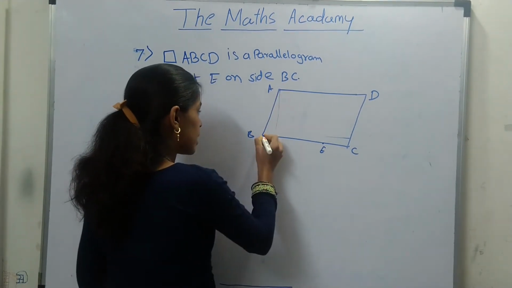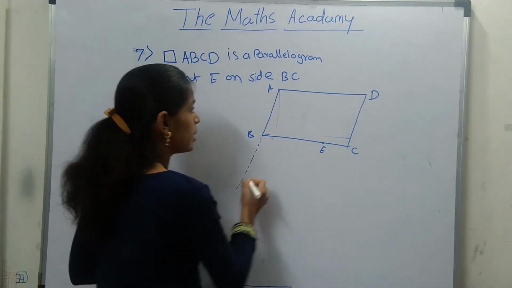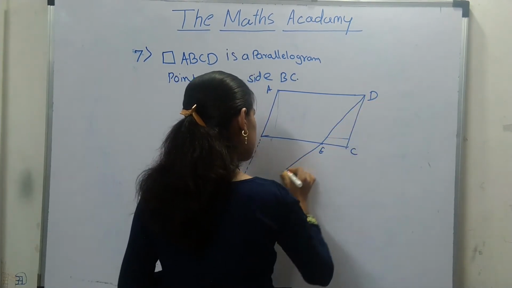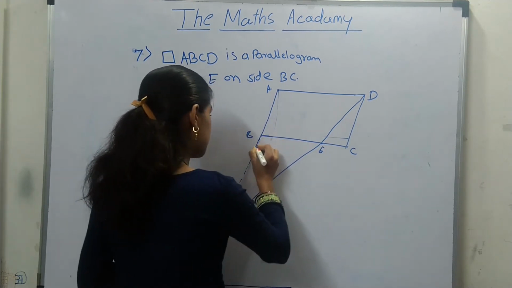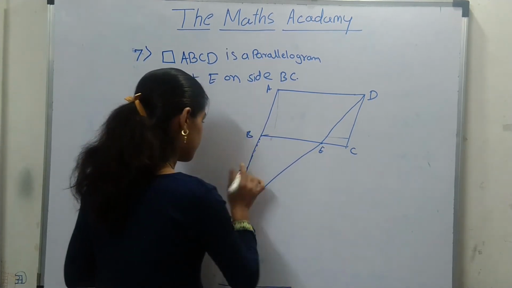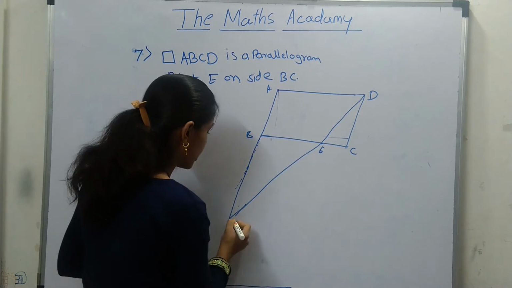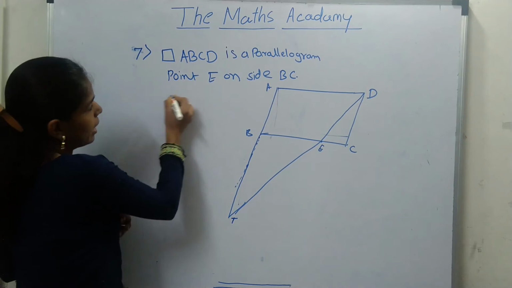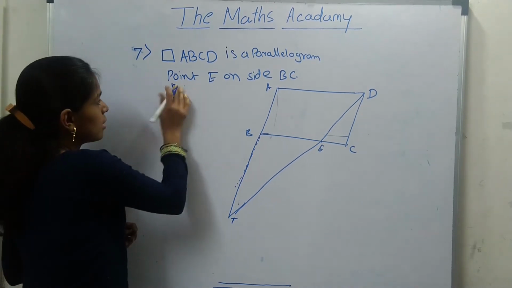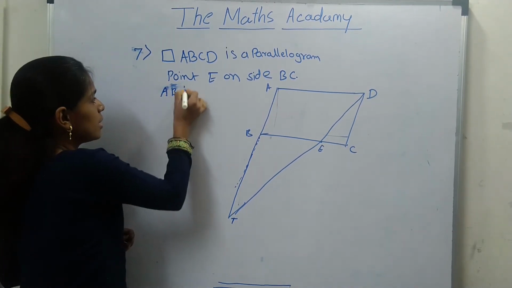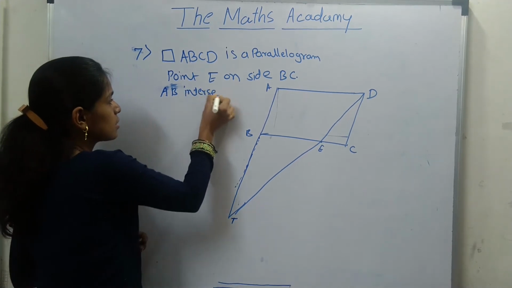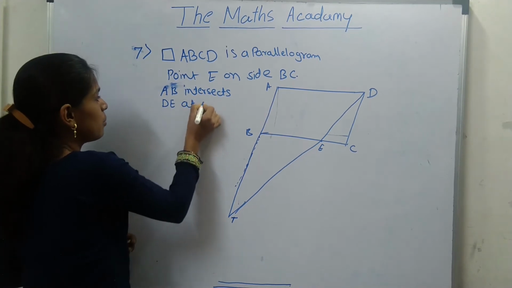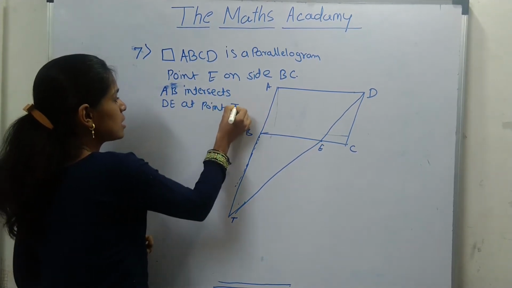If you extend this line AB like this, then the line segment DE intersects AB at point T. Okay, so here this is given to you that AB intersects DE at point T. So this is the given part.